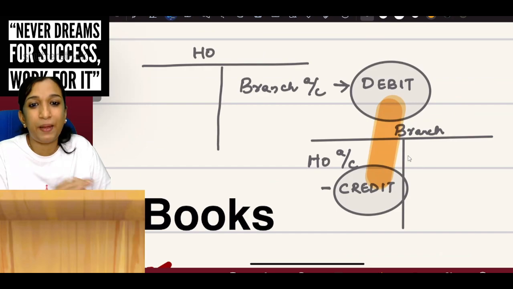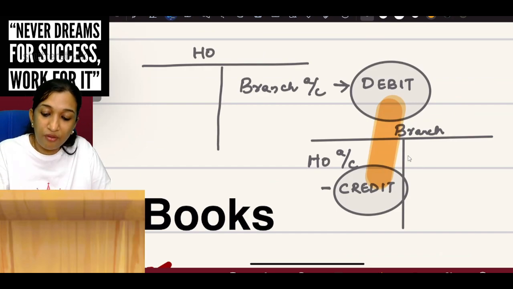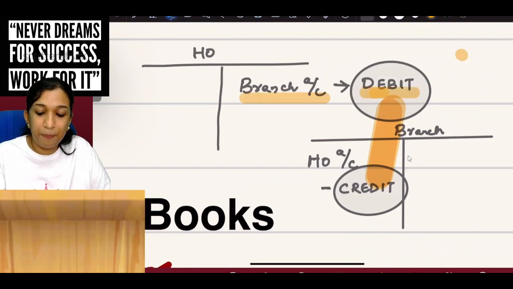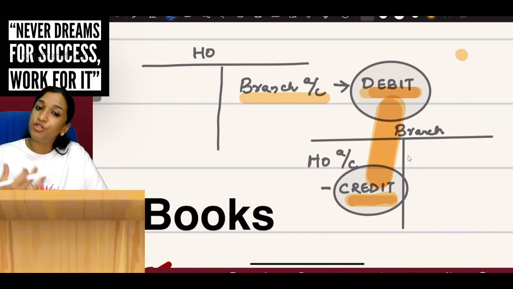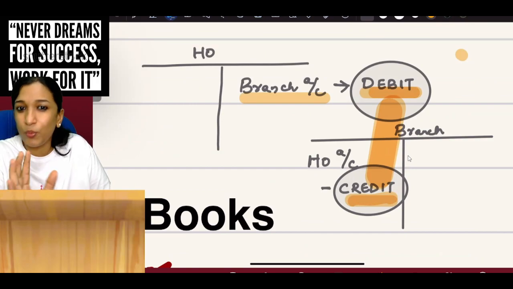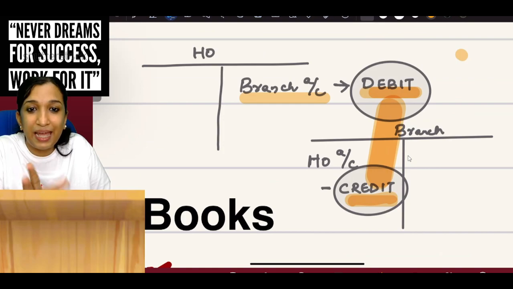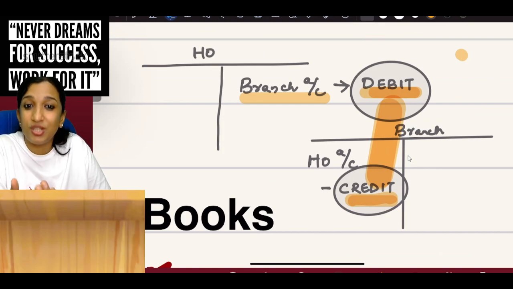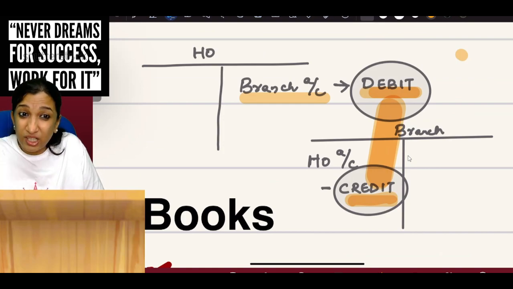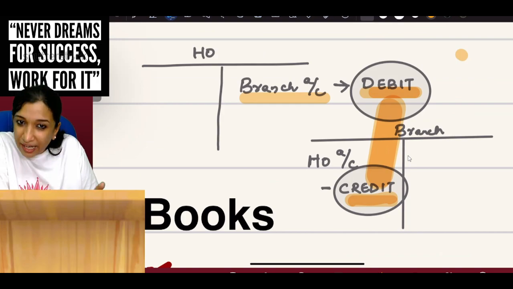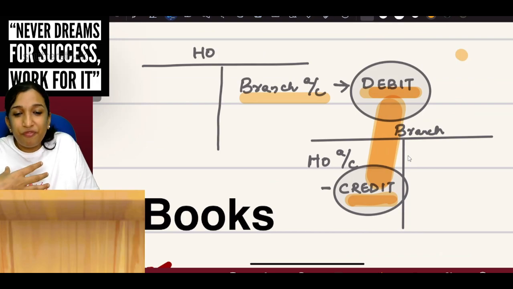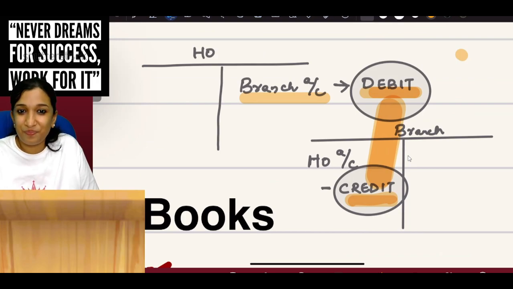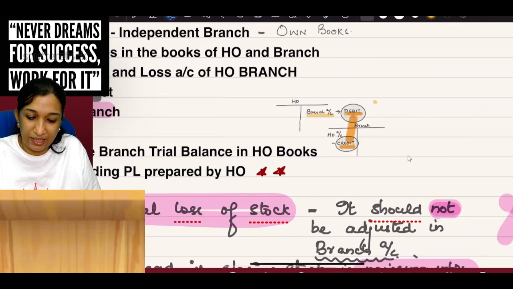So we are talking about independent branches. In the books of head office, branch account will always have a debit balance, and in the books of branch, head office will always have a credit balance, and it should tally. So the exam questions will be like, it will not tally, and they will give you some adjustments. So you need to pass the journal entries. Some entries in the books of head office you need to pass. Some entries in the books of branch you need to pass. And finally, it will tally. That is the kind of questions normally we are getting.